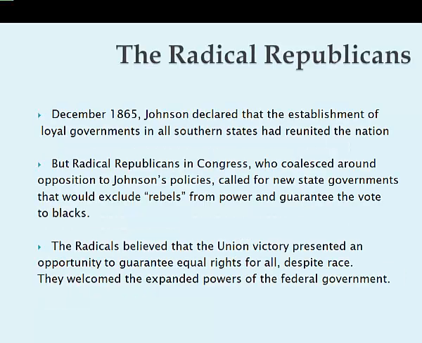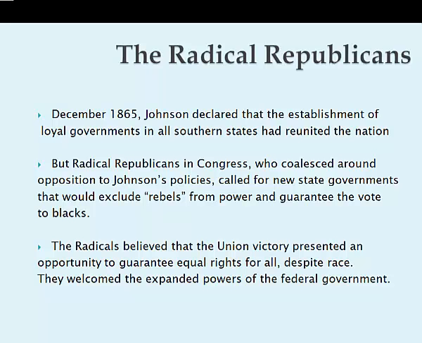In December of 1865, President Johnson declared that the establishment of loyal governments in all Southern states had been achieved and the Union was whole again. But radical Republicans in Congress, who'd come back by now, coalesced around opposition to Johnson's policies, called for new state governments that would exclude the rebels from any kind of elected power, and guarantee the vote to the blacks. These radicals believed that the Union victory presented an opportunity to guarantee equal rights for all despite race. It was a great opportunity. And they welcomed the expanded powers of the federal government and thought federalism and states' rights could not prevent national efforts to secure equal rights for all the citizens.